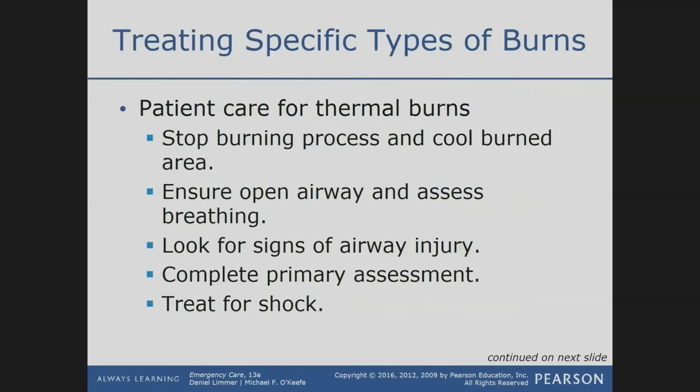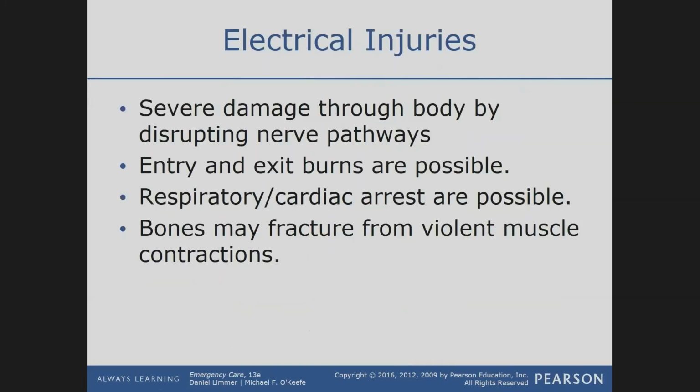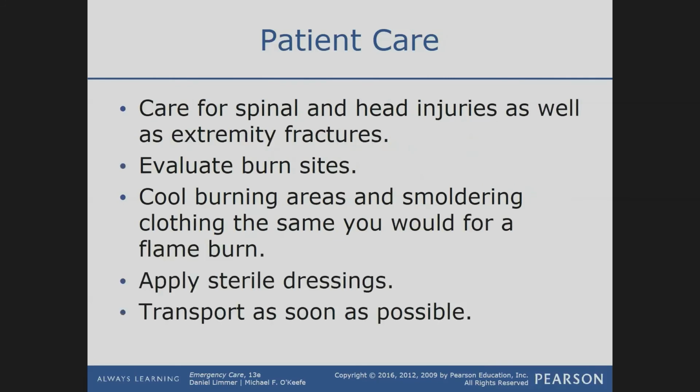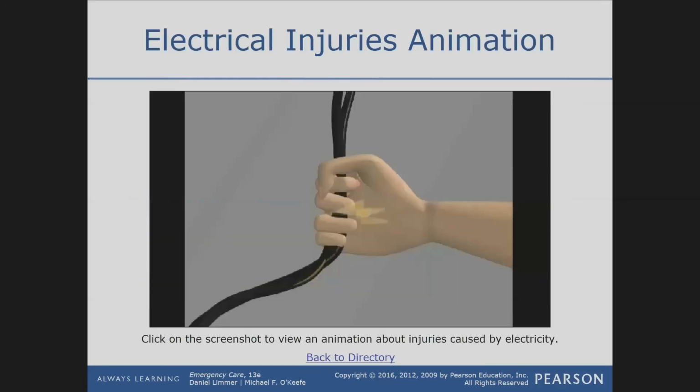Rule of nines, geriatric, pediatric, thermal burns, electricity. All right, so entry and exit burns are possible. We talked about that. Respiratory and cardiac arrest are also possible. There's a whole bunch of electricity running through your patient that is going to jack up the conduction system in the heart for sure. I mean, there's a good chance. Bones may fracture from violent muscle contractions. ABCs, really important. Treat for shock, give oxygen. Talked about that already. I'm gonna play this video for you guys.